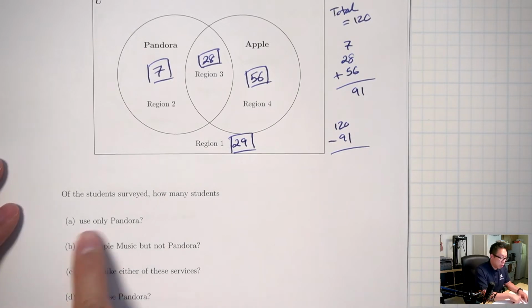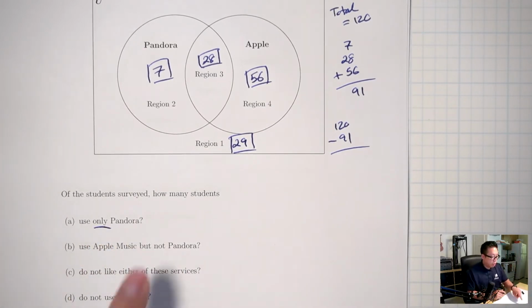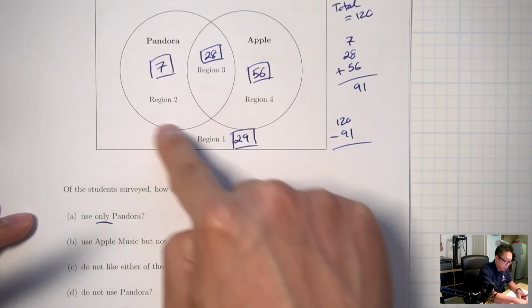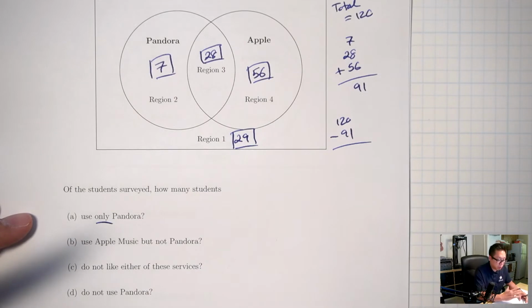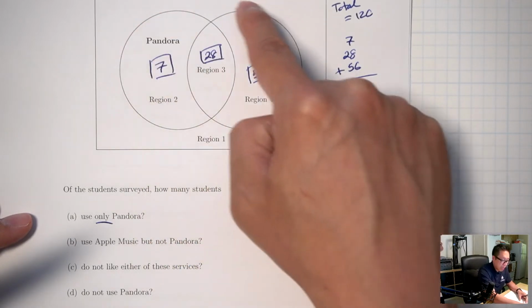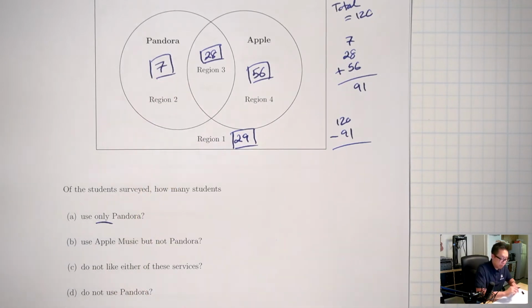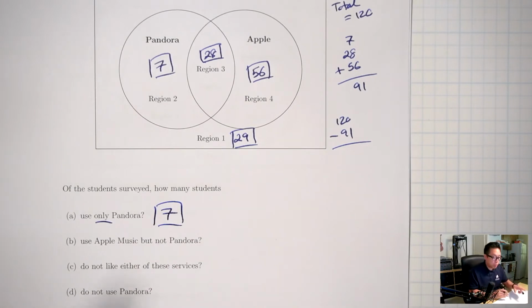How many students use only Pandora? So what I mean by only Pandora is inside Pandora, but outside everything else. So what number is inside Pandora, but outside the other one, outside Apple? 7. Okay, so there's 7 people who are only in Pandora. In other words, they're inside Pandora and outside of Apple.